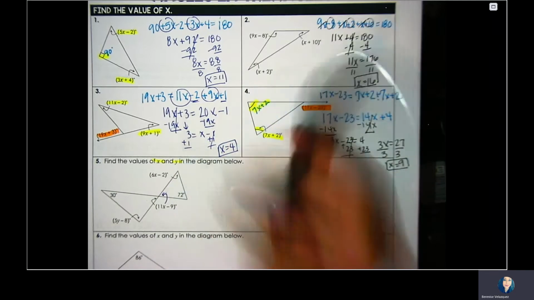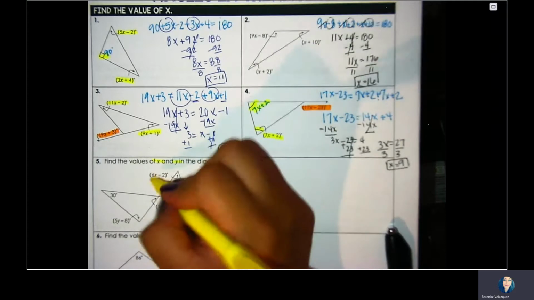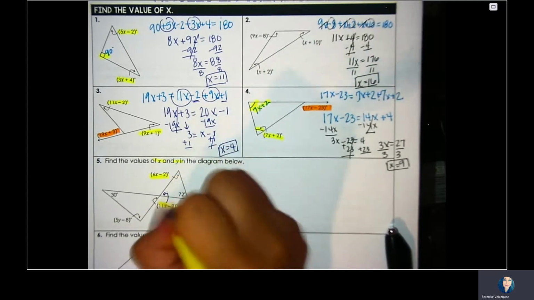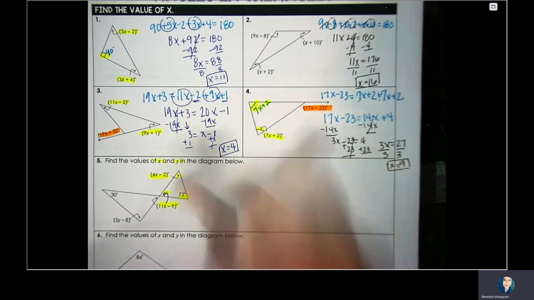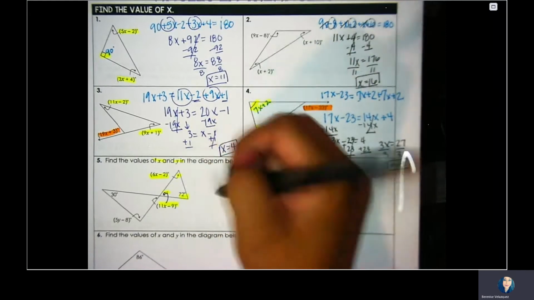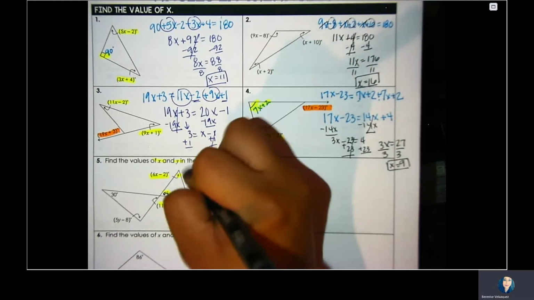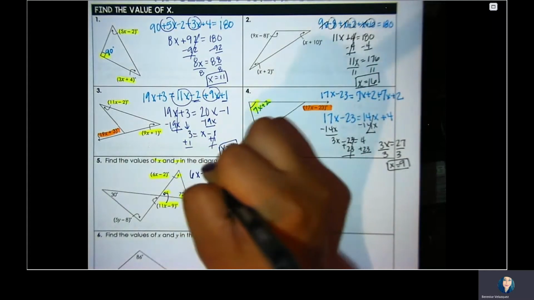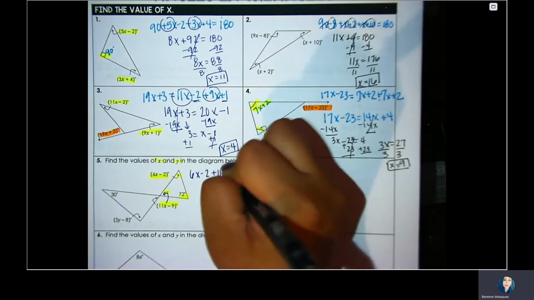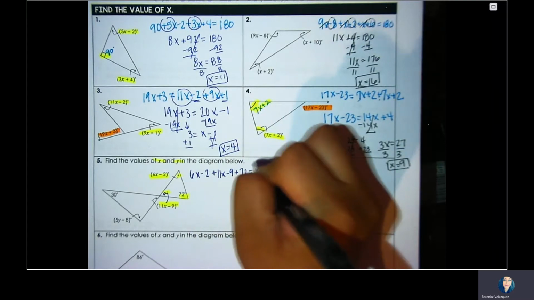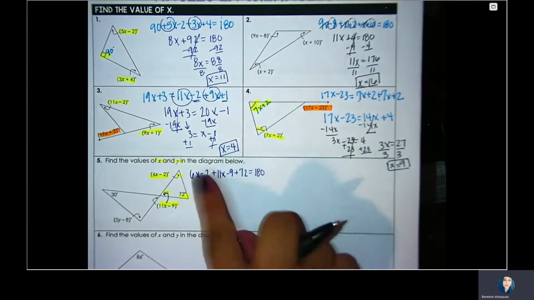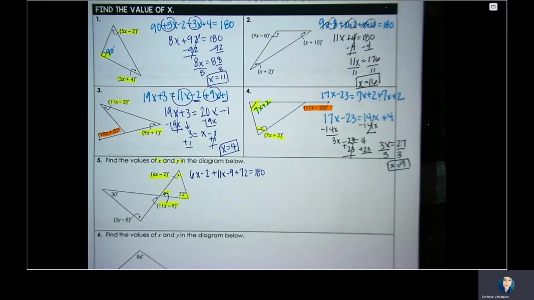So now that I know that I have all three pieces, I'm going to highlight those three pieces. Hopefully it'll make sense. I have all three corners. I can set those three pieces added to 180. So 6x minus 2 plus 11x minus 9 plus the 72 equals 180. Do not forget the 72 or you won't have a right answer.